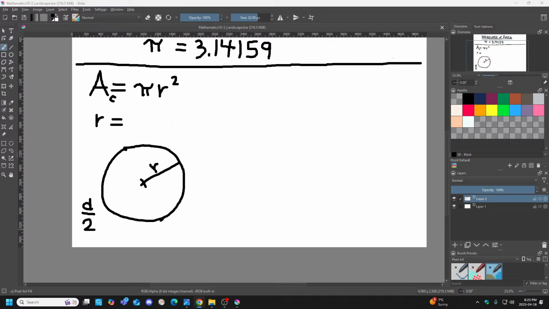Okay, so what we have is, find the area of a large pizza. I was supposed to actually do this one last video, but we didn't quite get there. That's okay. We'll get it done now. Find the area of a large pizza with a diameter of 16 inches.